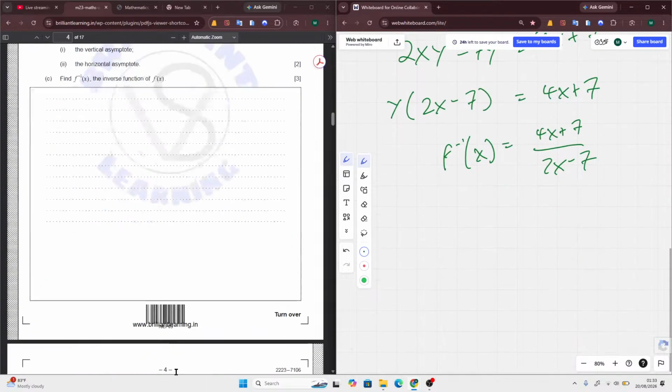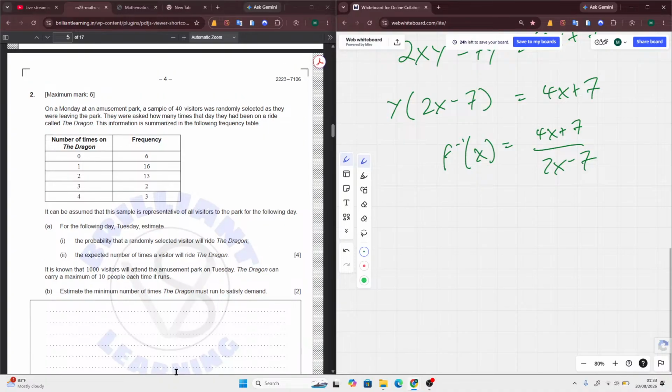All right, so the first problem, pretty straightforward. Am I going to have to do something with a calculator? That would be annoying. So on Monday, we've got a sample of 40 visitors who are randomly selected to live in the park. They're asked how many times that day they had been on a ride called the Dragon. This information is summarized in the following frequency table. Cool. It can be assumed that this table is representative of all visitors at the park.